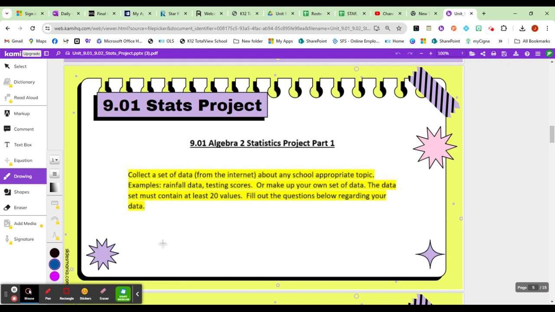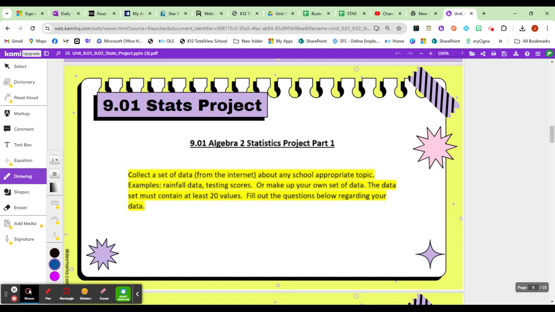On your attached assignment, it says collect a set of data from the internet about any school appropriate topic. Examples, you could search rainfall data, testing scores, how many points NBA basketball players average per game, anything that interests you. You could also make up your own data. So you just need 20 numbers. I would just suggest if you make them up that you kind of think about what they might be.